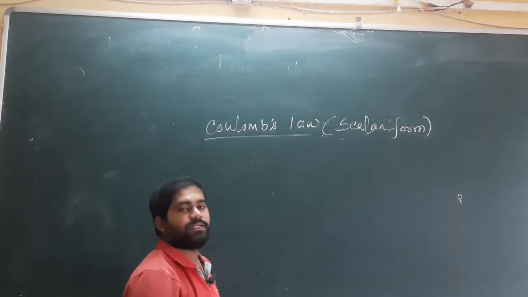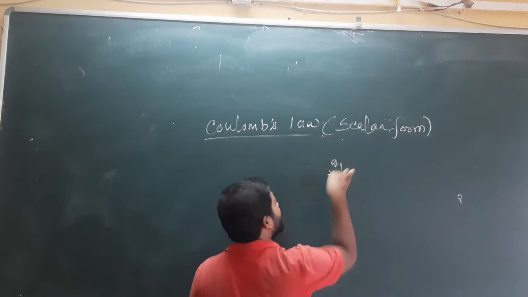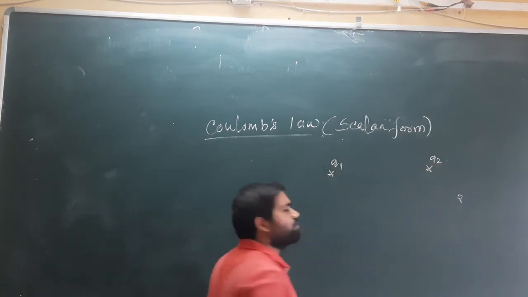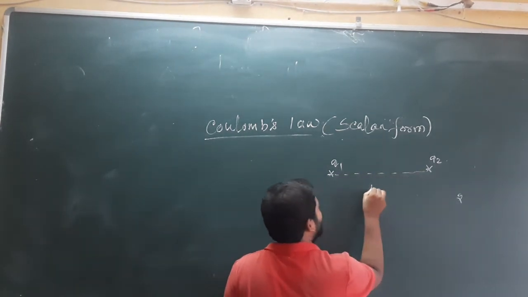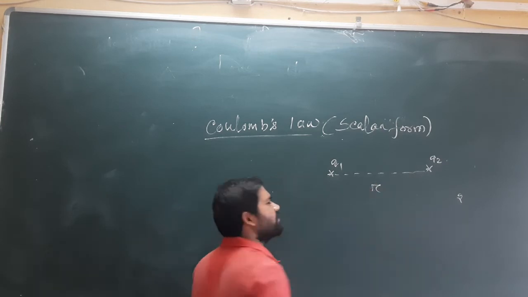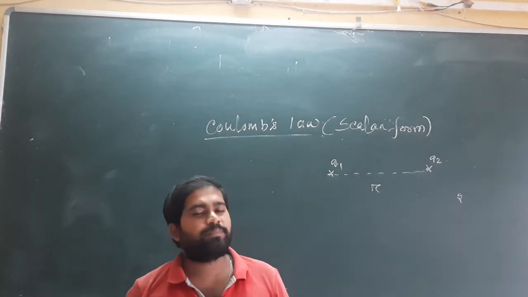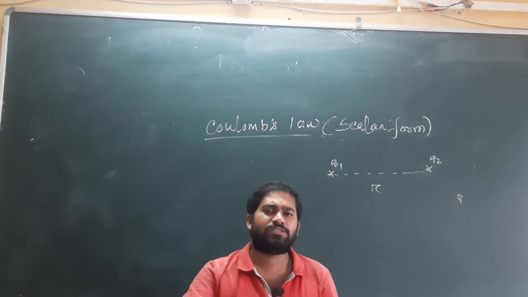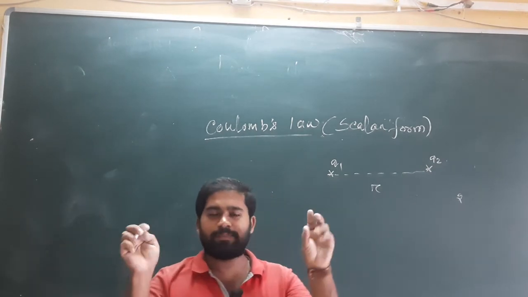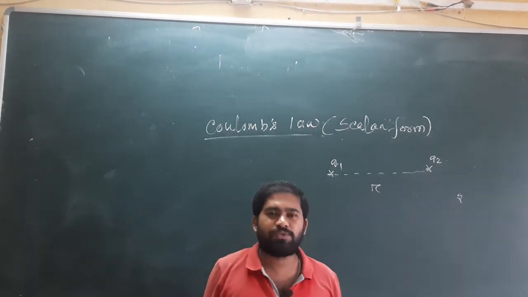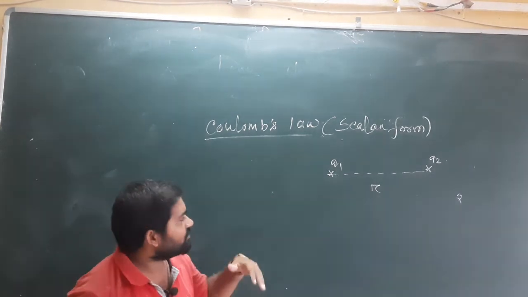Suppose I take two different point charges, q1 and q2, separated by some distance r. The point charges may be positive or negative, so depending upon the nature of the charge, we can find either an attractive force or a repulsive force. Coulomb took two point charges and separated them by a certain distance. Suppose we take the distance as r.